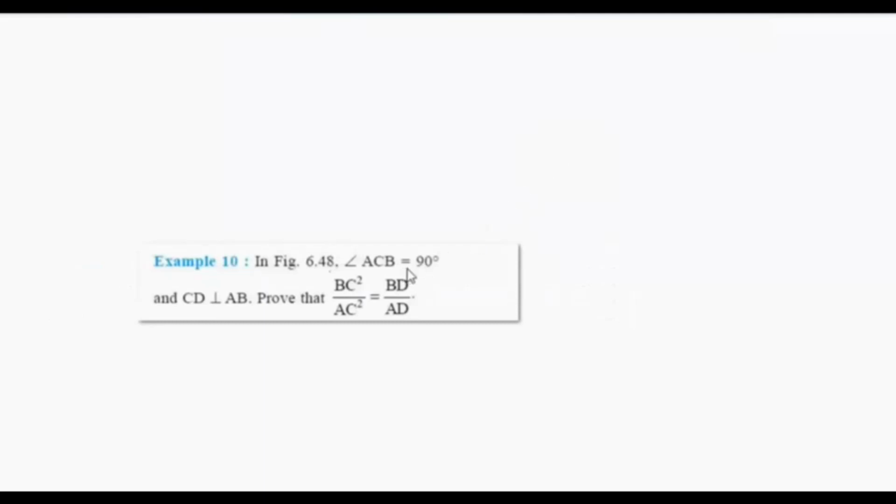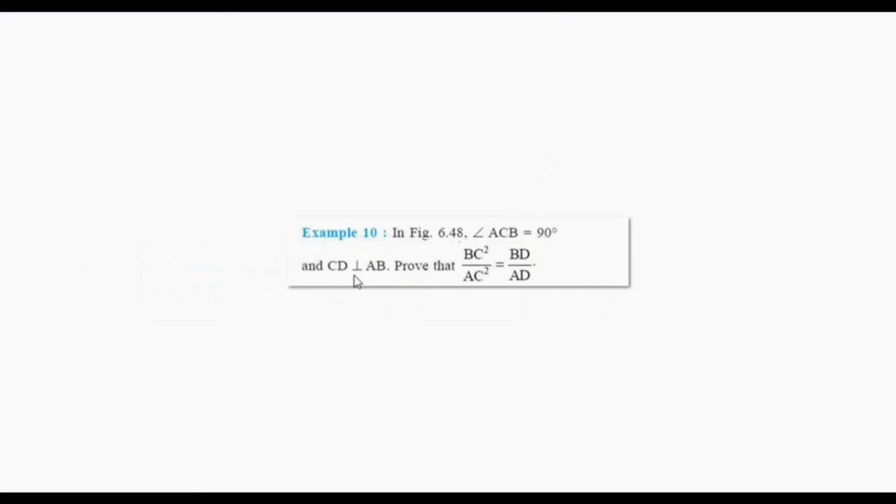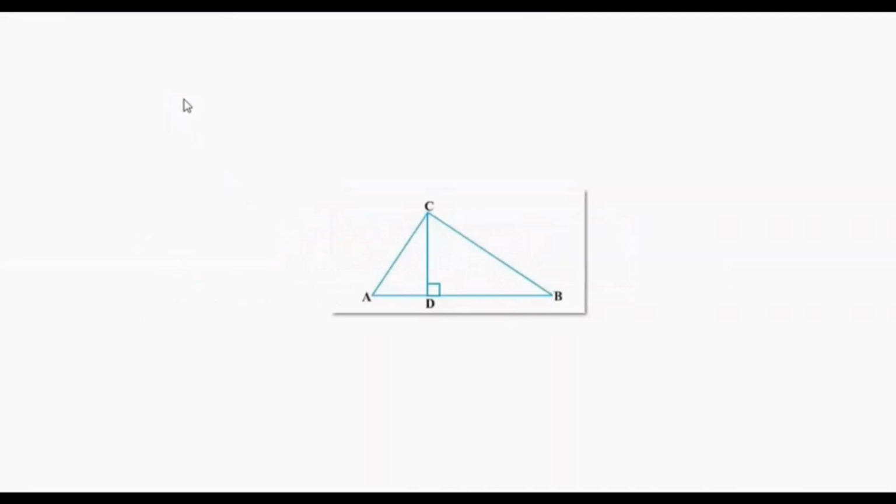Angle ACB is 90 degrees and CD is perpendicular to AB, that is also given. We want to prove that BC square by AC square is equal to BD by AD. This is the picture. We want to prove that BC square by AC square is equal to BD by AD. So can you prove BC square by AC square is equal to BD by AD? How can we prove? Here CD is perpendicular to AB is given and angle C is 90 degrees given.